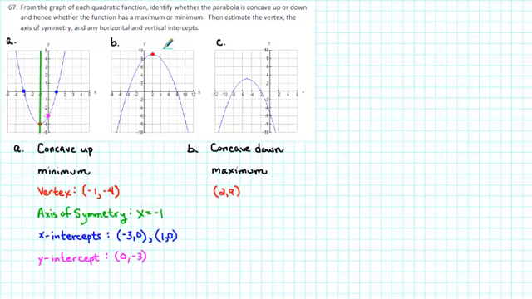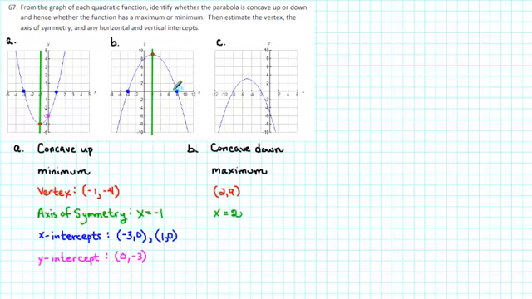The axis of symmetry is the vertical line that passes through the vertex. Notice that the axis of symmetry divides the parabola into two halves. If you fold the parabola across the axis of symmetry, then the two sides of the parabola coincide. In this case, the axis of symmetry is the vertical line x = 2.